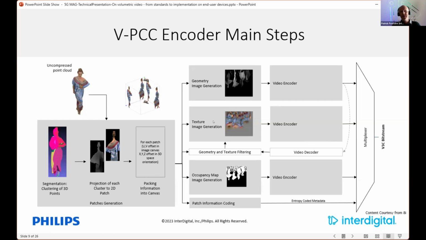So you get here in the middle a texture frame, and you also generate the geometry information and the occupancy map image. This will give you the 3 video streams that can be encoded with video encoders. And although they don't look like classical 2D videos, the encoders perform well to compress this video. Then these 3 video streams plus the metadata are multiplexed to form the V3C bitstream.